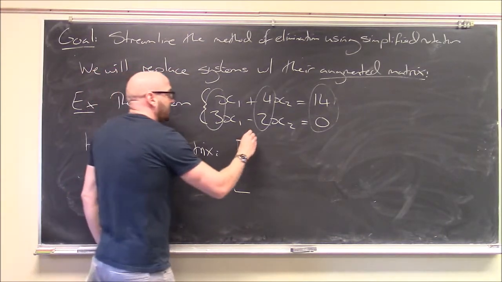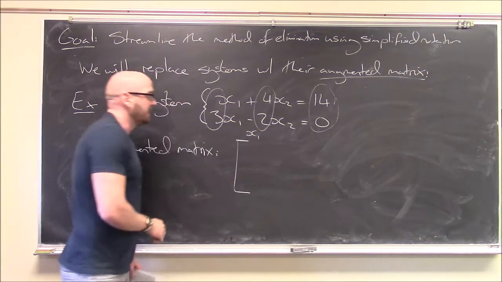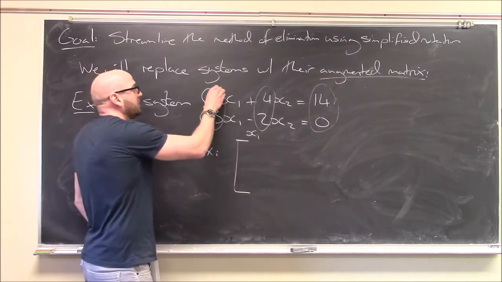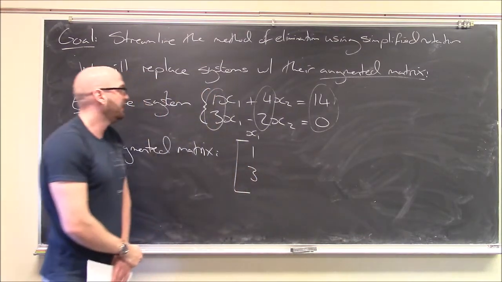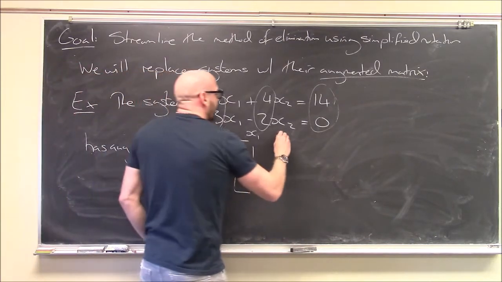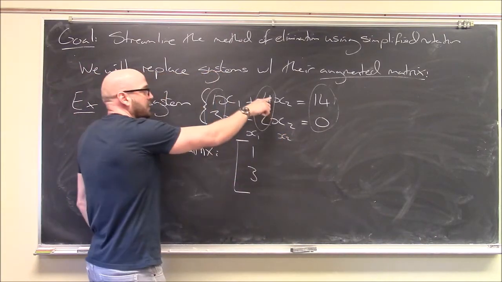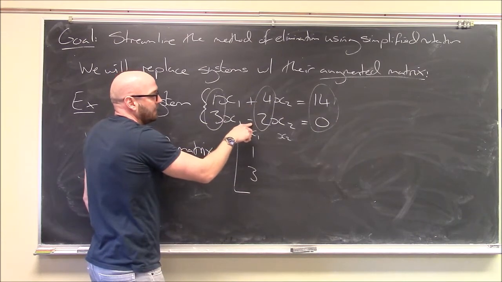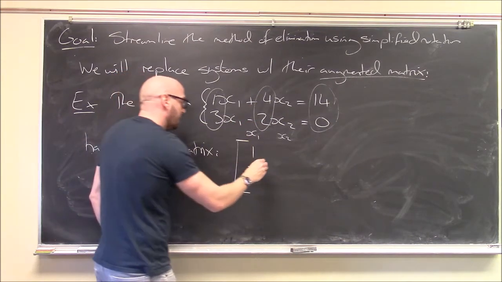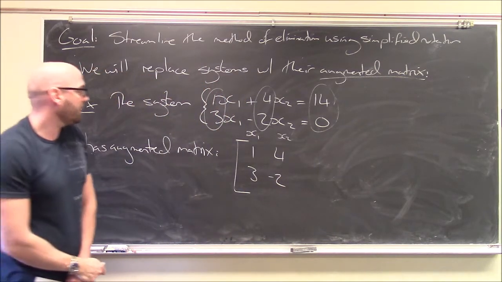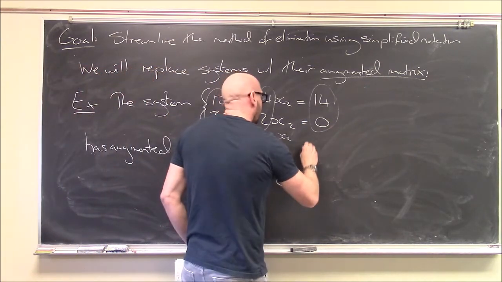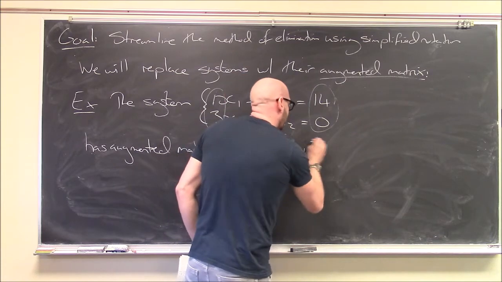So my first column essentially corresponds to the x1 variable, the coefficients of x1. So 1 and 3. So I'm going to put 1 and 3 here. The next column is my x2 column. The coefficients are 4 and, in fact, not 2, this is minus 2, right? So 4 and minus 2. And then I've got my constants, 14 and 0.